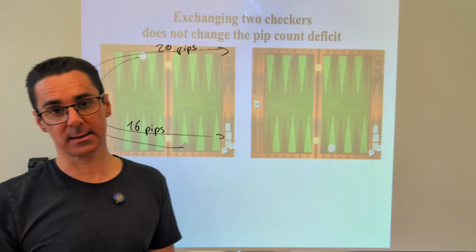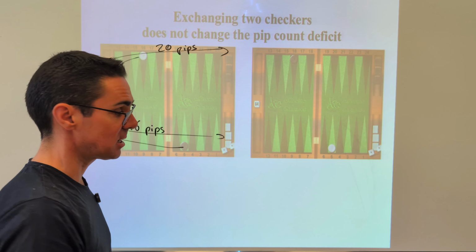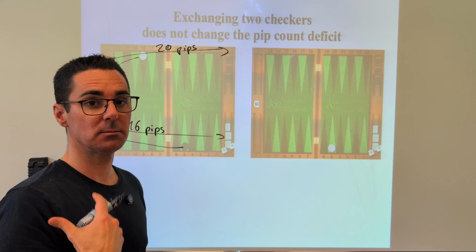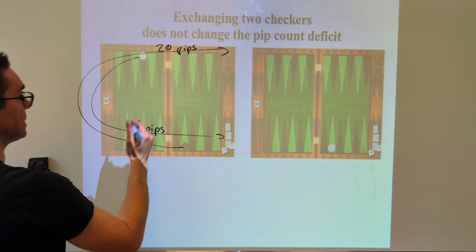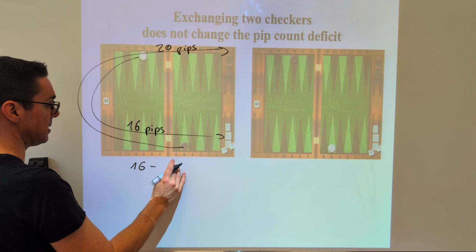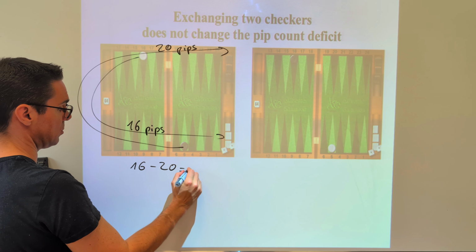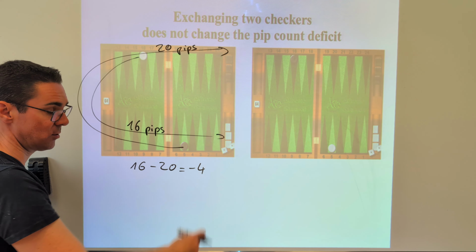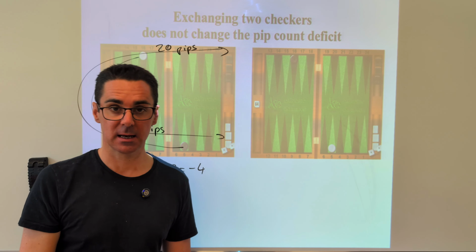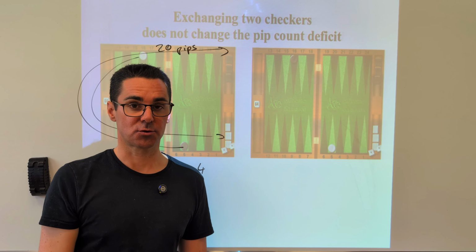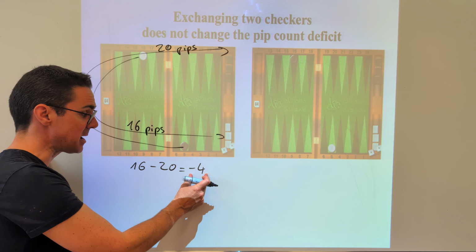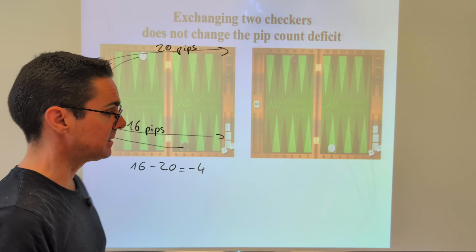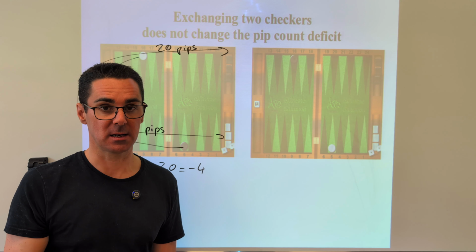When you calculate the pip count deficit, you start with your run. It's your run minus the opponent's run. So you do 16 minus 20, which is minus 4. And minus 4 is the pip count deficit given by software like Backgammon. So this pip count deficit of minus 4 says that your lead is minus 4.